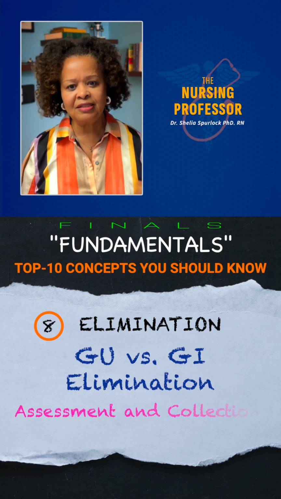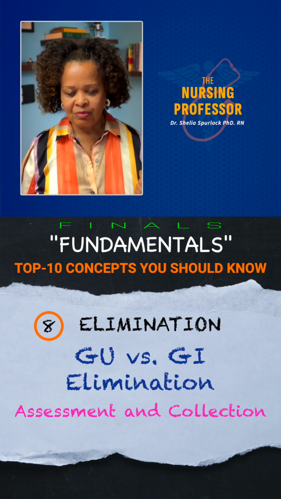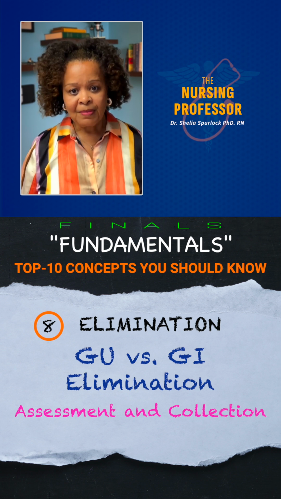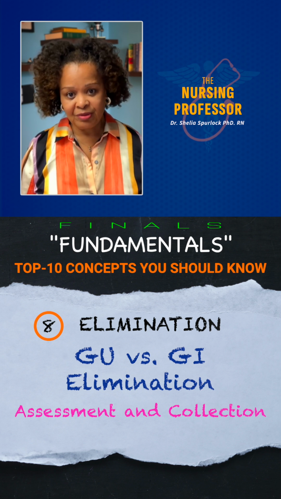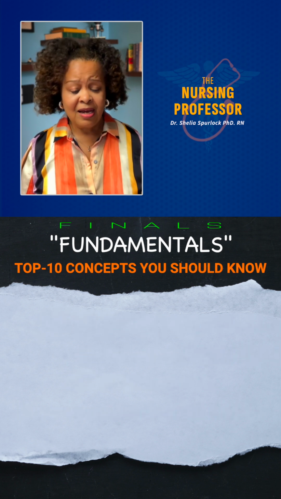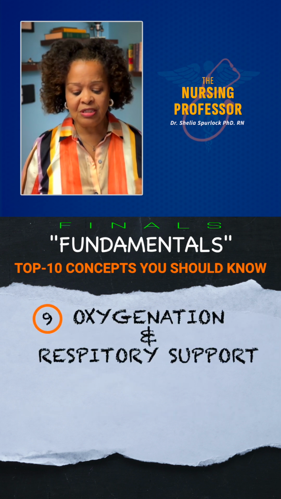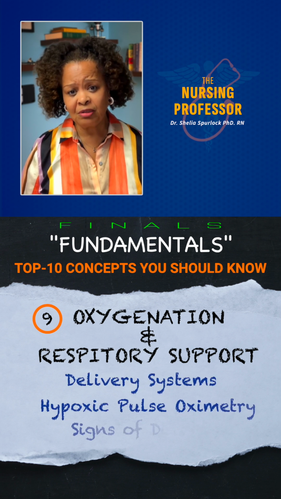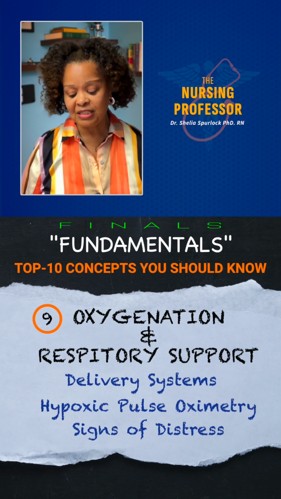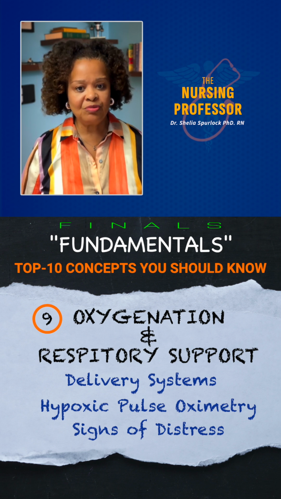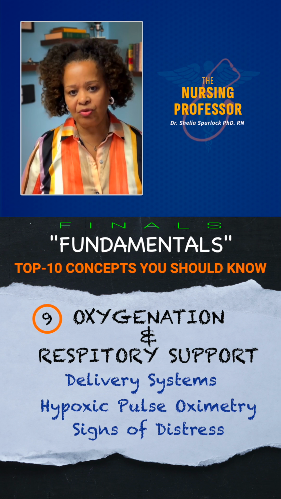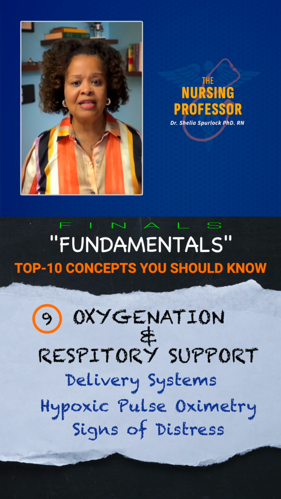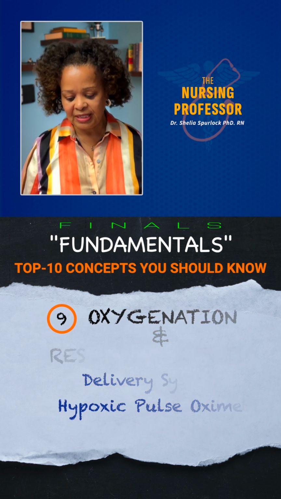You want to know how to collect specimens, especially with the Foley catheter. How do you get a sterile specimen? How do you do perineal care? Those types of things. Oxygenation and respiratory support. You want to know the various oxygen delivery systems. You want to know about pulse oximetry and signs of respiratory distress, dyspnea on exertion, or a person who uses several pillows, that's orthopnea. You want to know those things.